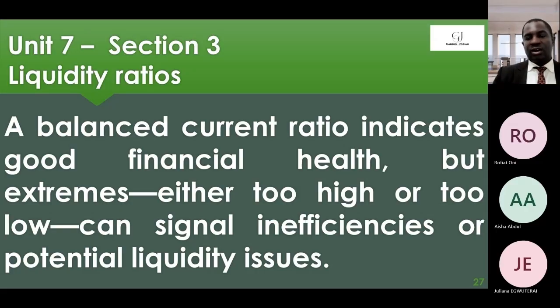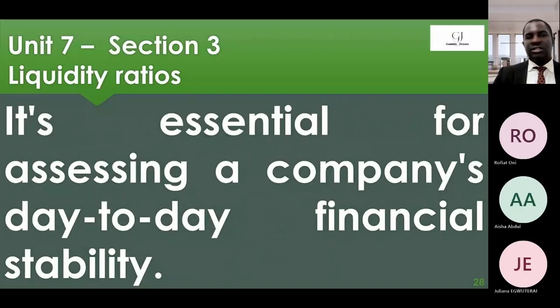But extremes, when you have too high or too low, can signal inefficiencies or potential liquidity issues. So when you say too high, if you have as high as 3 or 4, you may be tying down some of your assets in the name of meeting liquidity needs. But if you have it too low also, it is a risk where you may run out of money in unforeseen challenges or circumstances. So balance is key in managing liquidity.